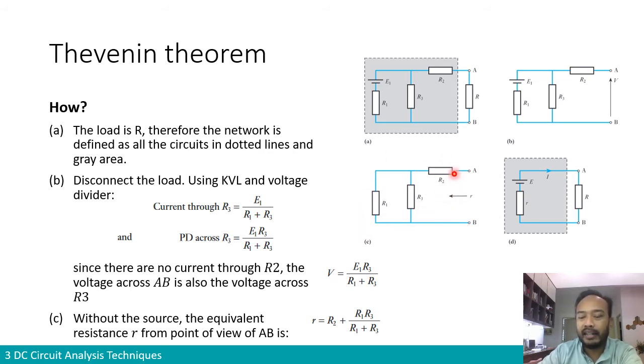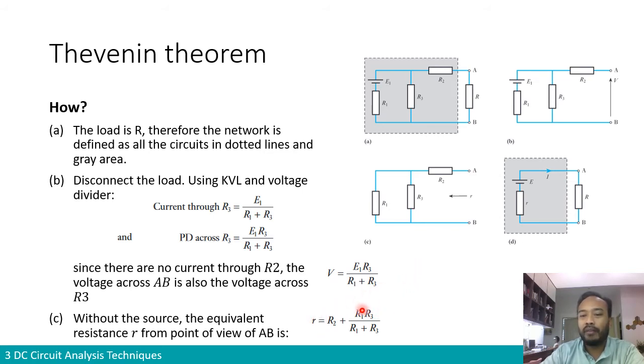From the point of view of terminal AB, we have R1 and R3 in parallel, and once they are in parallel, they are basically in series with R2. Therefore, the internal resistance R is R2 in series with R1, R3 in parallel. So here we have the calculation of R1, R3 in parallel plus in series R2. So we have the internal resistance, right?